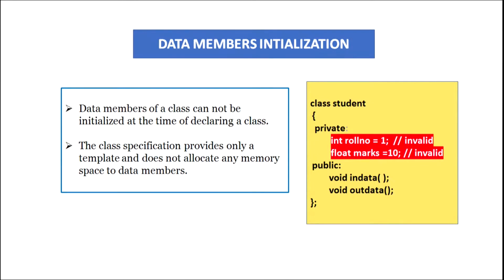We can see in this example, if we assign the value 1 to roll number and 10 to marks, this will give an error because at present no memory space has been allocated to these data members. So, this is wrong and should be avoided.